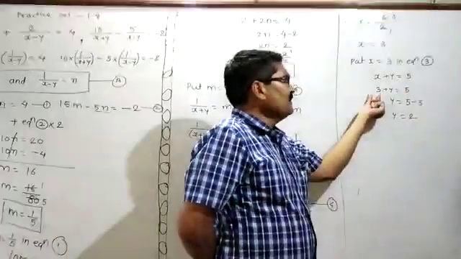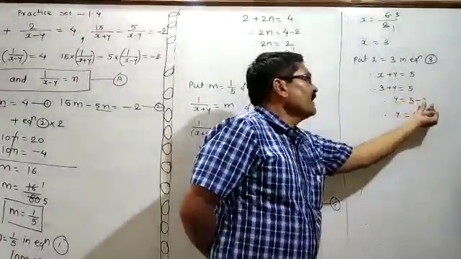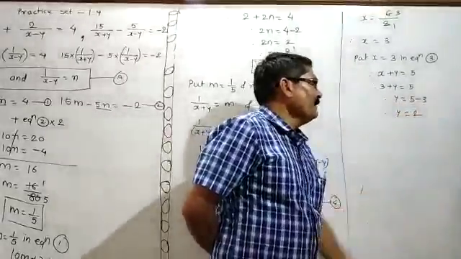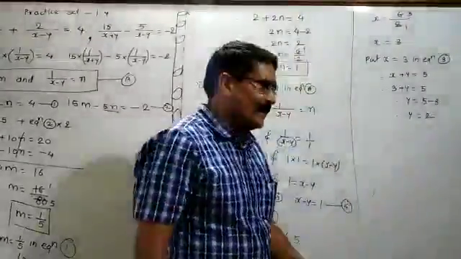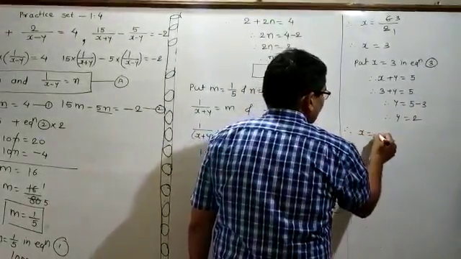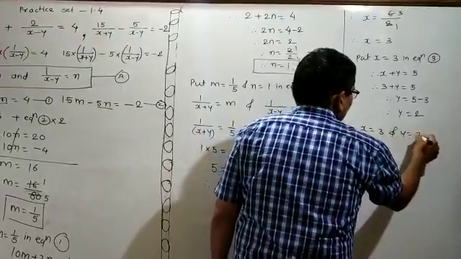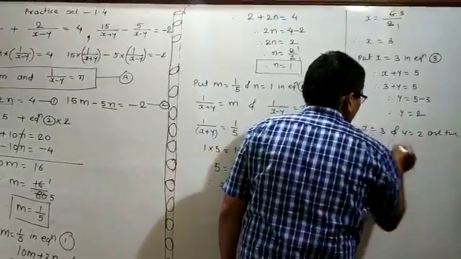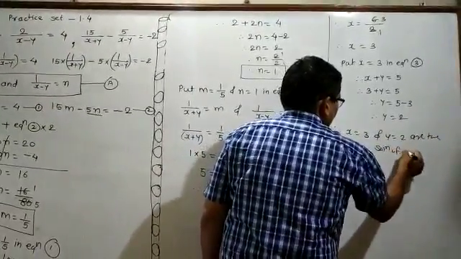You have to transpose this 3 to that side. This plus 3 becomes minus 3. y is equal to 5 minus 3. y is equal to 2 will come. Therefore, I will finalize this answer as x is equal to 3 and y is equal to 2 are the solution of the given equations.